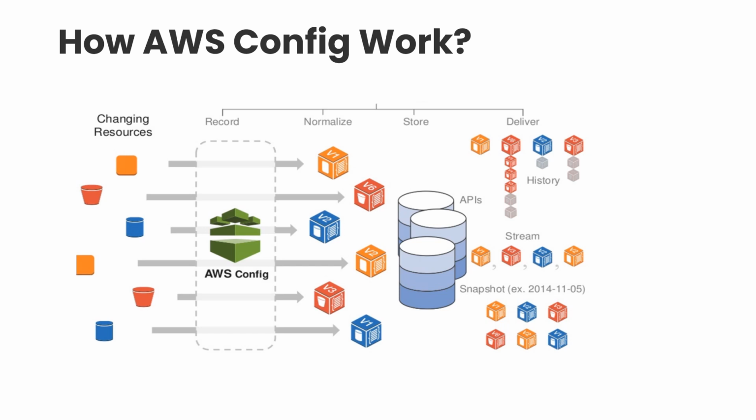How does AWS Config work? If you see: record, normalize, store and deliver. So we record. If you see here, we have an S3 bucket, we have an EBS volume. They go to AWS Config. There are different versions we can have: we normalize, we store, and we deliver. This is the way AWS Config works. So you can record all the versions of the resources, and based on the versions you can normalize it and store it further.